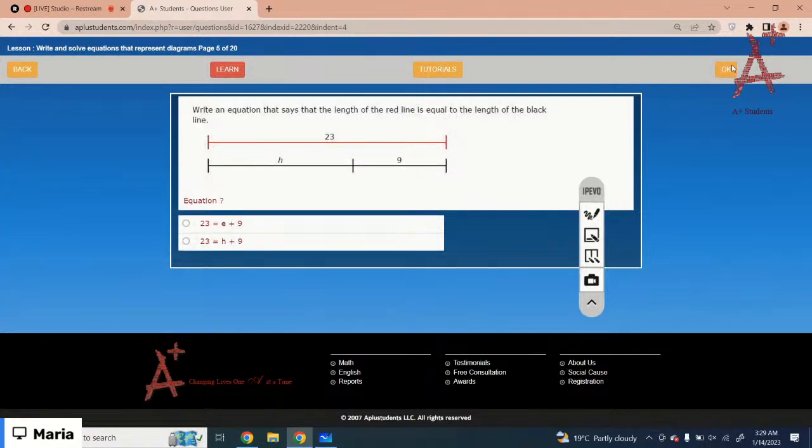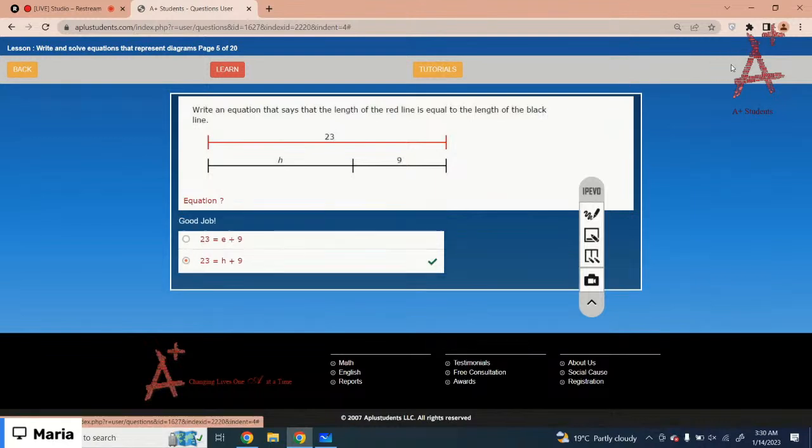Okay, write an equation that says the length of the red line is equal to the length of the black line. So which option is the correct one? The length of the red line is 23 and the length of the black line is h plus 9. Got it? So it is 23 equals h plus 9. Just select the correct option and click on the OK button.